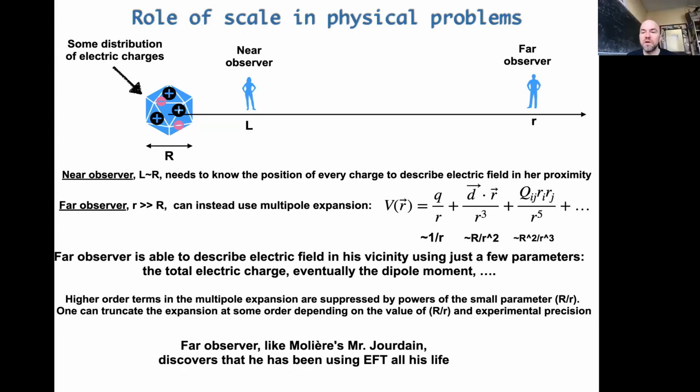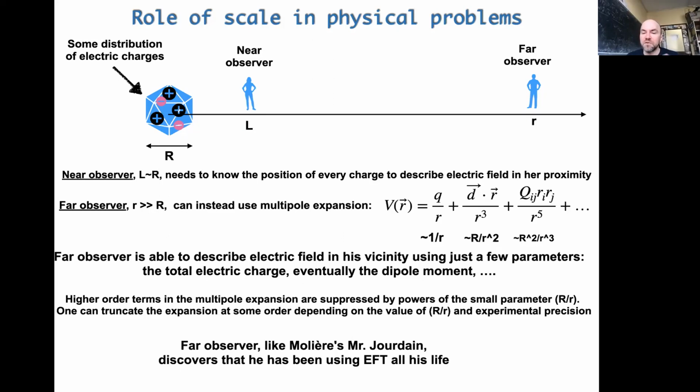Charge collection. If you look at the far observer at a distance small r, then instead of following the position of every charge, he can use a multipole expansion and describe the field in a systematic expansion in 1 over r. The first term in this expansion will be q over r. Then there will be the dipole moment, d times r over r cubed, and then there will be the quadrupole moment, Q r squared over r to the 5, and so on.